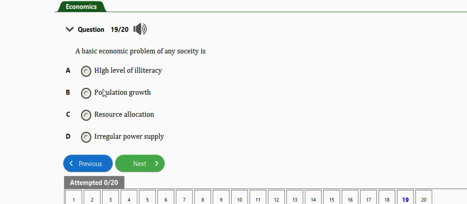Next question is this one. It says, the basic economic problem of any society is we have high level illiteracy, population growth, resource allocation, irregular power supply. The right answer is option C, which is resource allocation.